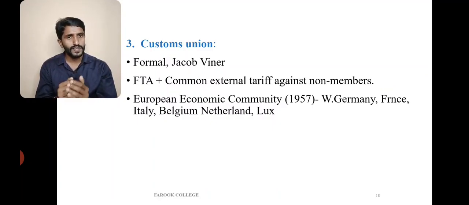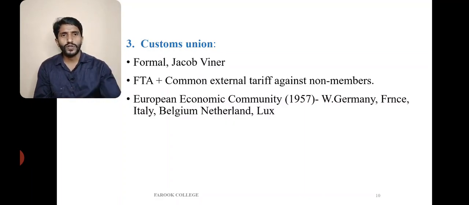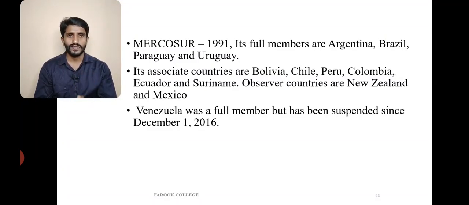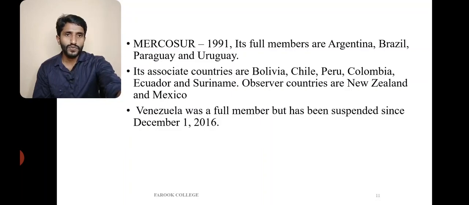Okay, so an example for this is the European Economic Community, which was formed in 1957 by West Germany, France, Italy, Belgium, Netherlands, Luxembourg, but later on it came to be known as the European Union as we know. So this is also an example of a customs union. Then there is another association, Mercosur. It was formed in 1991. Its members are Argentina, Brazil, Paraguay and Uruguay. Then later on Bolivia, Chile, Peru, Colombia, Ecuador, then Suriname. Then observer countries were New Zealand and Mexico. Then Venezuela was a full member but has been suspended since 2016. So this is about Mercosur. It is also an example of a customs union.